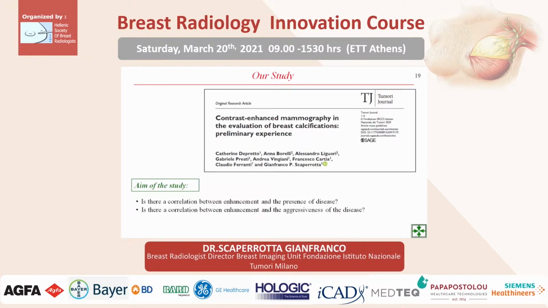In our study, we try to respond to these questions. So we decided to try the contrast, CEM, in the microcalcification situation. The aim of the study is to see whether there is a correlation between enhancement and the presence of disease, and whether there is a correlation between enhancement and aggressiveness of the disease.